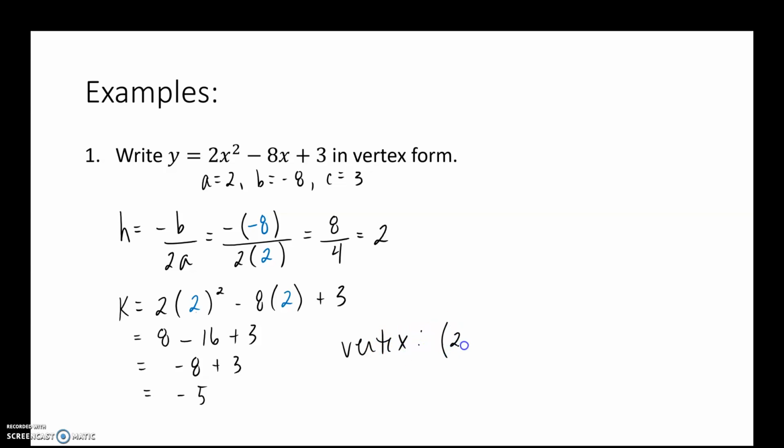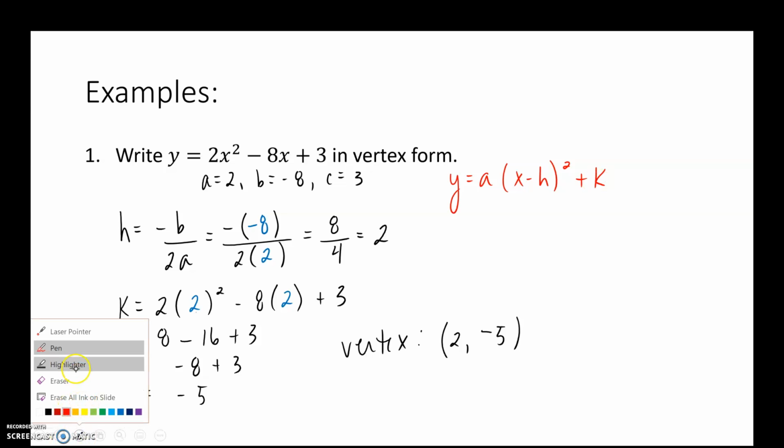Okay, so now to write it in vertex form. That was on the first slide. y is equal to a(x minus h) quantity squared plus k. So the three things I plug in for are a, h, and k.